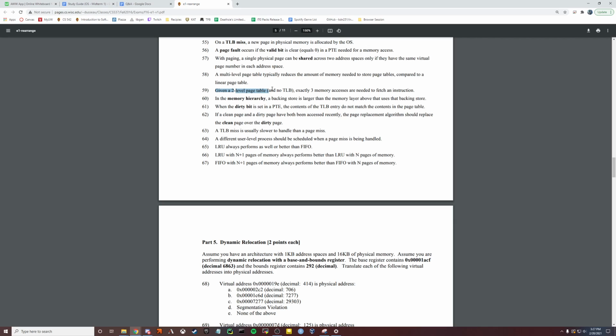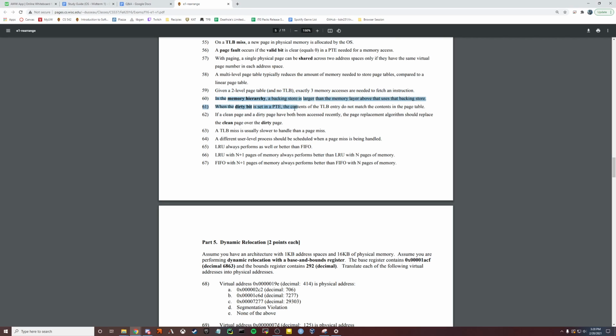59, given a 2-level page table and no TLB, exactly 3 memory accesses are needed to fetch an instruction. Oh, okay, so lecture 7, slide 28. Problem with 2 levels. At the bottom right hand, how many extra memory accesses? 3. So I'm just going to say true. All right.